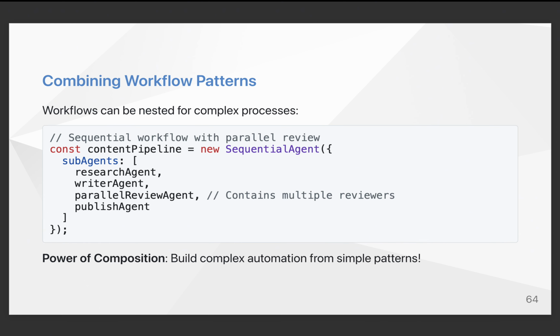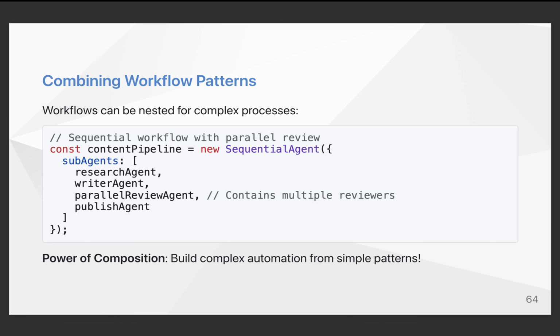Now, combining patterns is where it gets powerful. You can nest workflows for complex processes. For example, this sequential workflow contains a research agent, a writer agent, then a parallel review agent that itself contains multiple reviewers, and finally, a publish agent. If you are composing simple patterns into complex automation, start with basic patterns first, then combine them as your needs grow. This is the power of composition, building sophisticated automation from simple, understandable parts.